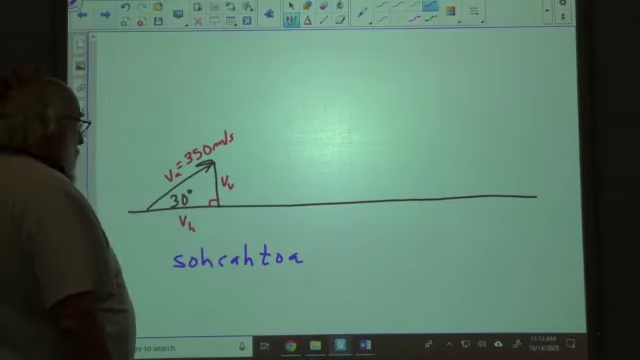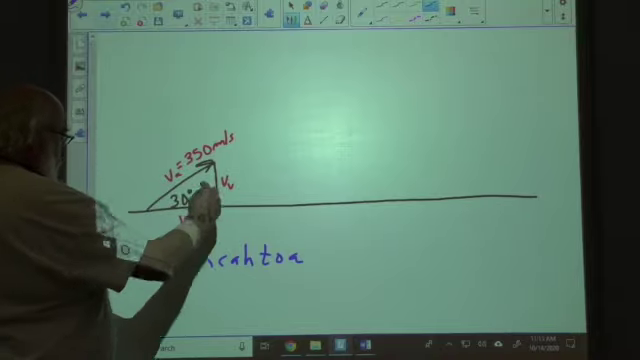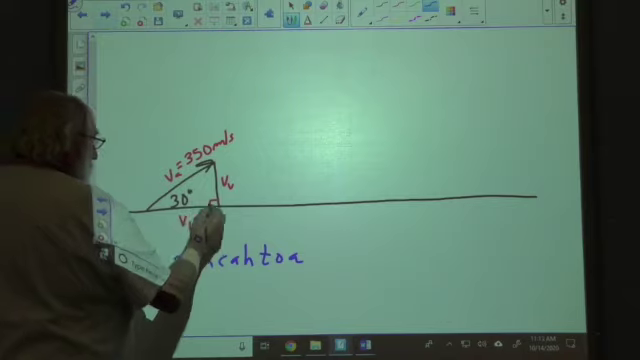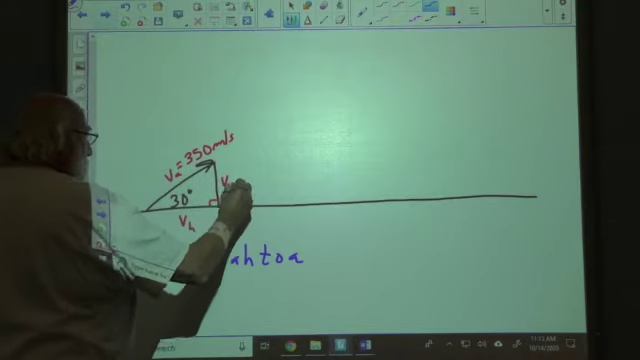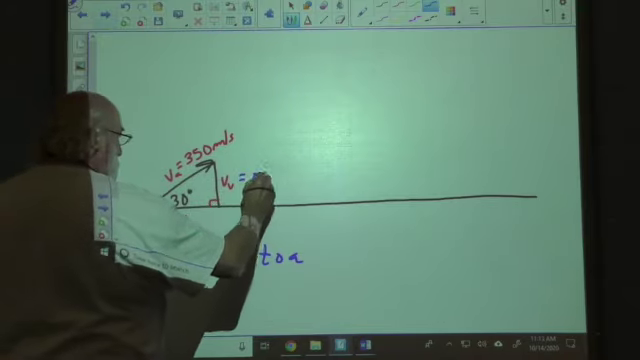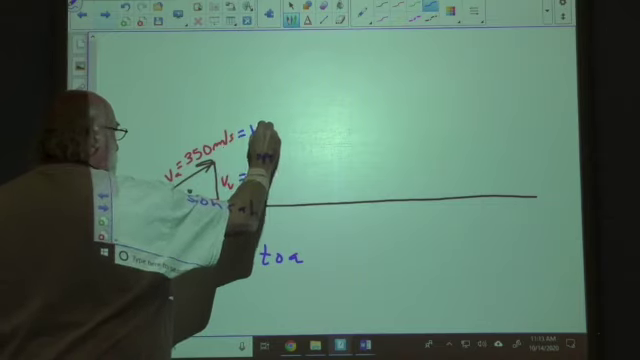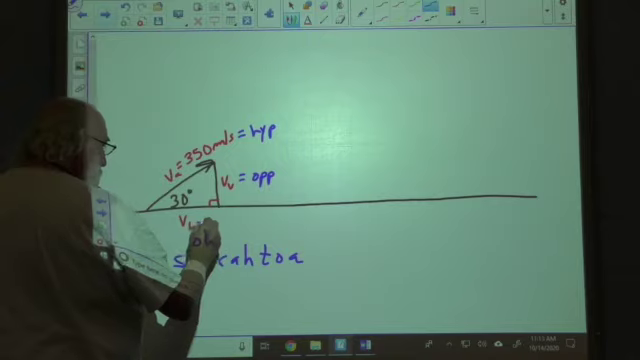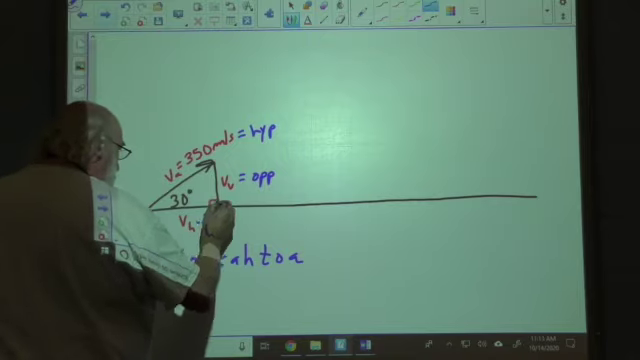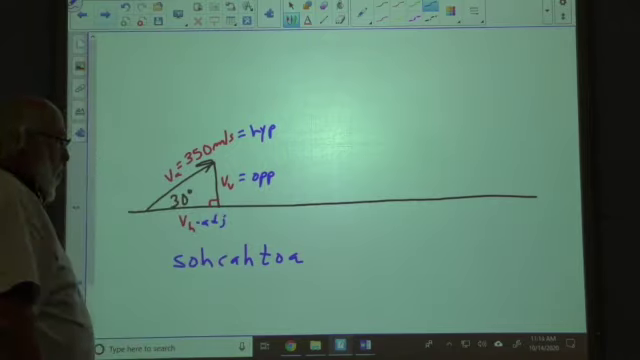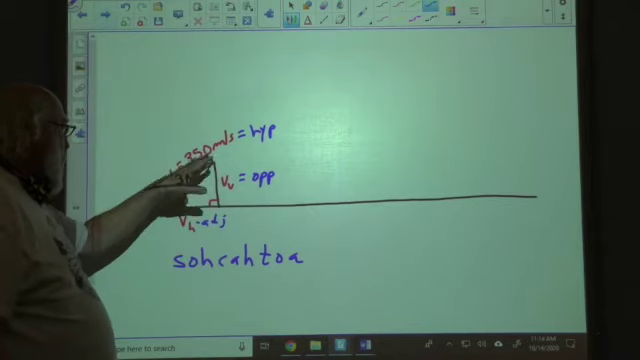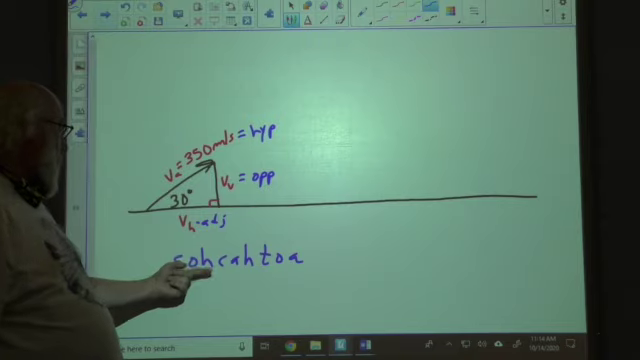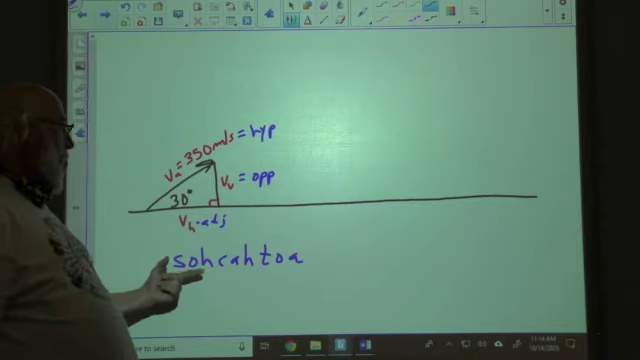So, if I need to find VV, that's opposite the 30 degrees, and I have this, which is opposite the 90 degree angle, so we call this the opposite, we call this the hypotenuse, and this VH is going to be the adjacent leg of the triangle to that 30 degrees. Since we have the hypotenuse and we're looking at opposite, that's going to be the SO in SOHCAHTOA.